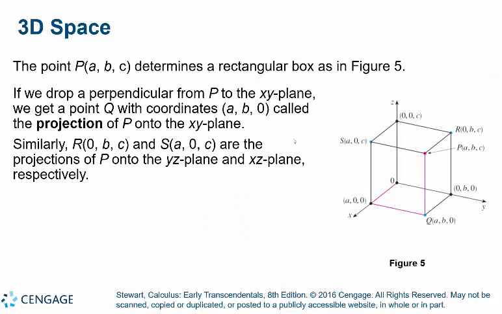Okay, so the point A, B, C, you can also think about it as a rectangular box that you see here. So if we drop a perpendicular from P to the XY plane and get point Q with coordinates A, B, 0, this is called the projection of P onto the XY plane. So if you take your point and just look down here, this is the projection onto the XY plane. You can do the same. Point R is the projection onto the ZY plane or YZ plane, and S is the projection onto the XZ plane, and so on. And you can see that the point here can form this nice little rectangular box.